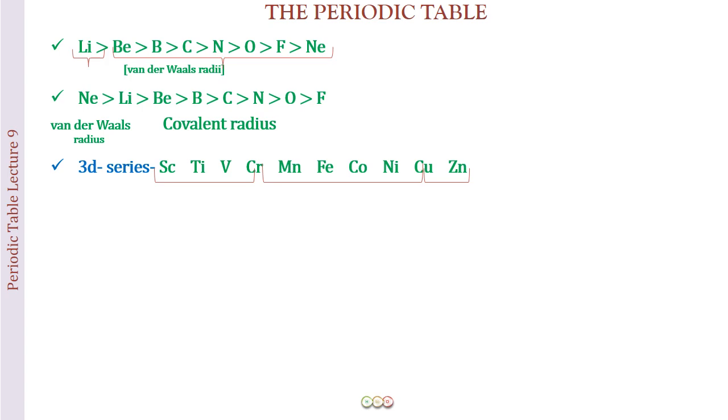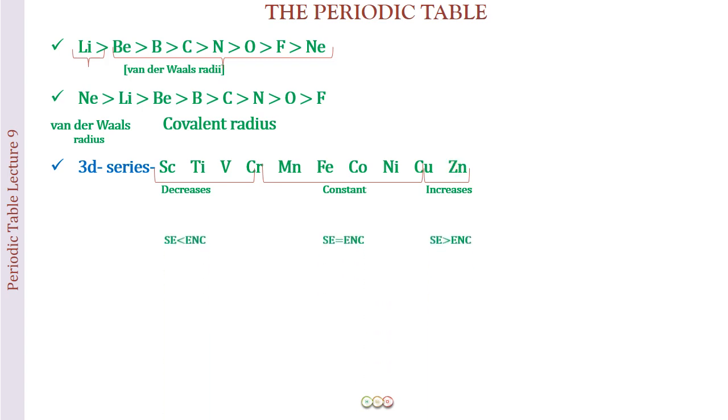So the next important trend we have to see is the transition elements. If we consider these 3d elements, from scandium going up to zinc, what do we see? We do not see a constant decrease in atomic size. Why is that so? Let us understand. From scandium to chromium, what we see is that the atomic size decreases. Then from manganese to nickel, the size remains almost constant. And then from copper to zinc, the size is increasing. Well, why is it so?